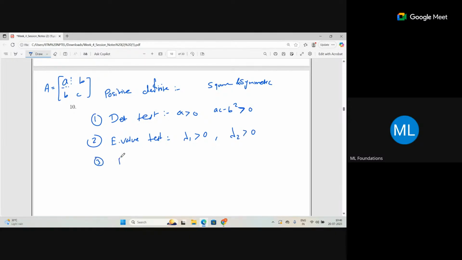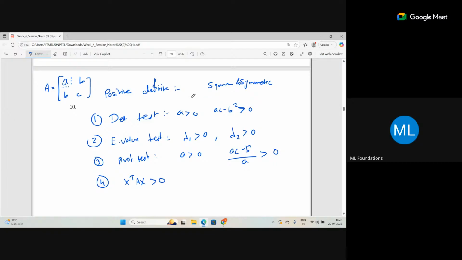The third condition is the pivot test. In this case, the pivot test says that the first pivot should be greater than 0. The second pivot, which is AC minus B square by A, should be greater than 0. And the fourth test is basically a condition: this polynomial has to be greater than 0. In that case, I should say that this matrix is a positive definite matrix.